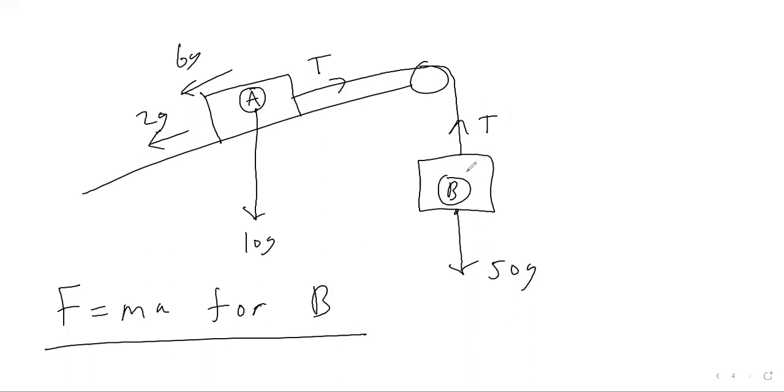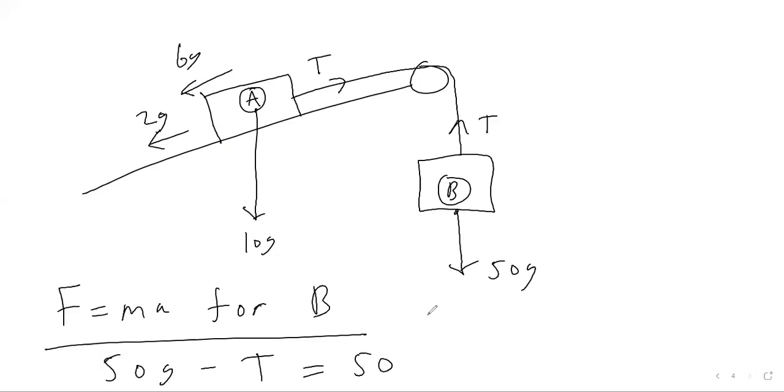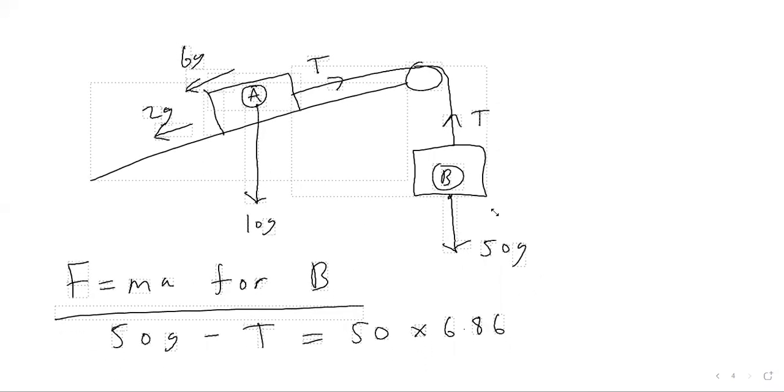So imagine that you are literally this B block. What do you feel driving you forwards? You feel the 50g newtons driving you forwards. And what do you feel trying to pull you back? You feel the tension, so it's take away tension. And that's going to be equal to the mass of B, we're just focusing on B, which is 50, times by the acceleration. The acceleration for these connected particles is the same across the board. It's the same as what we just calculated, so that's why we calculated that acceleration, because now we can plug it in here. So 6.86. And now that's going to allow us to work out the tension in the string.